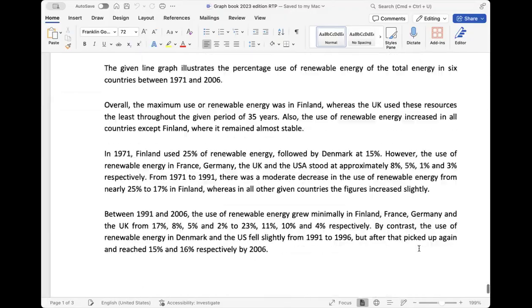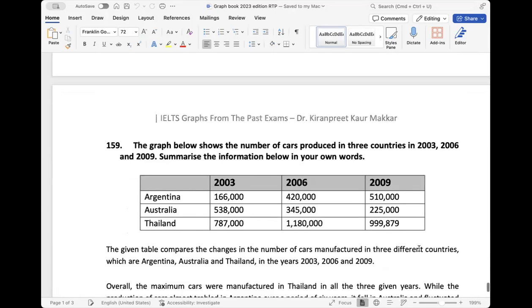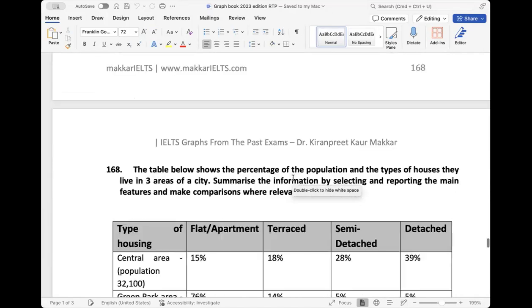Okay, just hold on so that I can show you the graphs. Okay, so the graph numbers are 158, which I already showed you, 184. Let's go there.